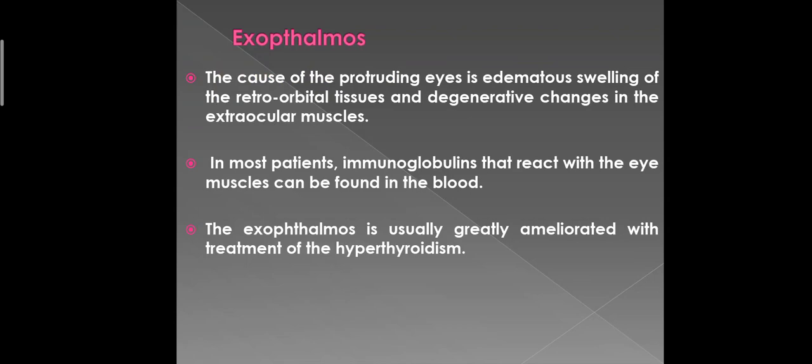This results in ulceration of the cornea. The cause of this protrusion of the eyes is the edematous swelling of retroorbital tissues and degenerative changes in the extraocular muscles. In most of the patients, the immunoglobulins that react with the eye muscles can be found in the blood. Further, the concentration of these immunoglobulins is usually highest in patients who have high concentrations of TSIs. Therefore, like hyperthyroidism, exophthalmos is likely an autoimmune response. This is usually greatly ameliorated with the treatment of hyperthyroidism.